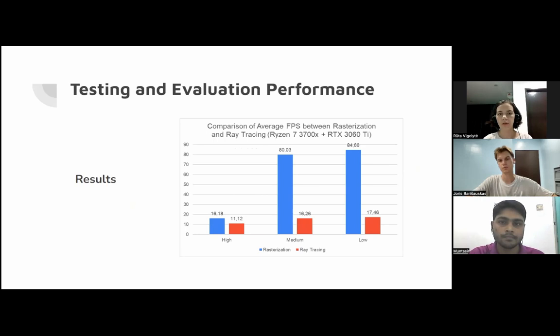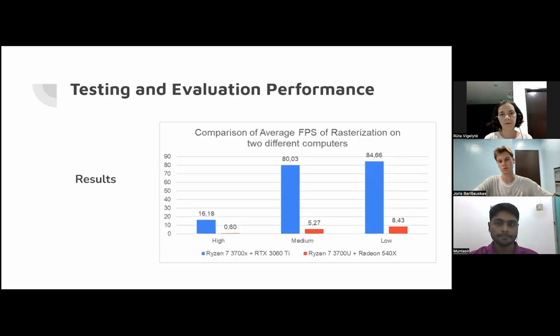So this figure shows the comparison between rasterization and ray tracing using the computer with the RTX GPU. It can be seen that the difference is quite huge, as we expected, although the difference between the high graphics settings is not as big as with the other settings. Next slide. And this is the comparison between 2 computers. And as I mentioned before, the difference is quite huge, almost 10 times, because the computer with the Radeon GPU has a weaker GPU, therefore the results are like that. Next slide.